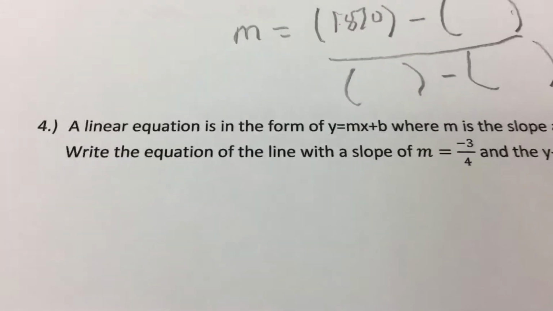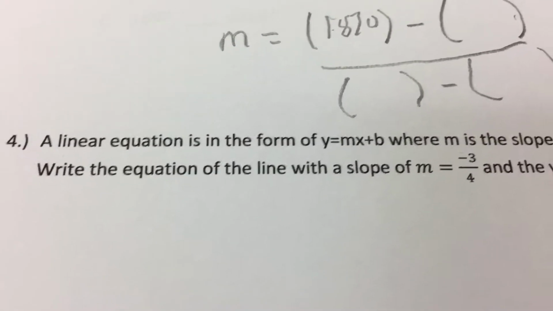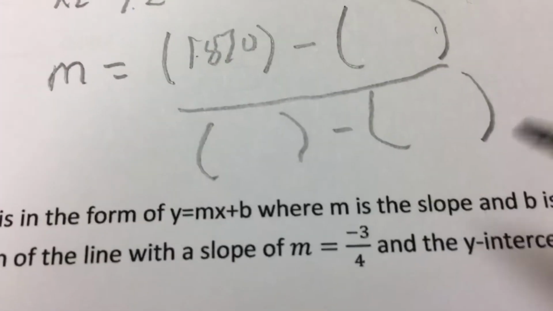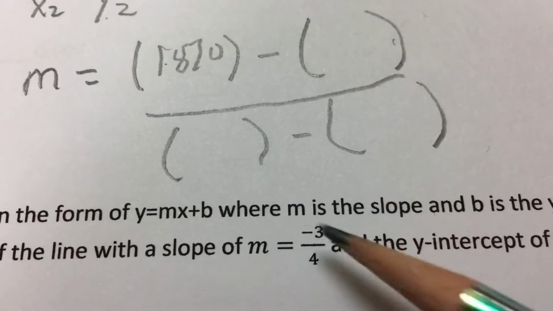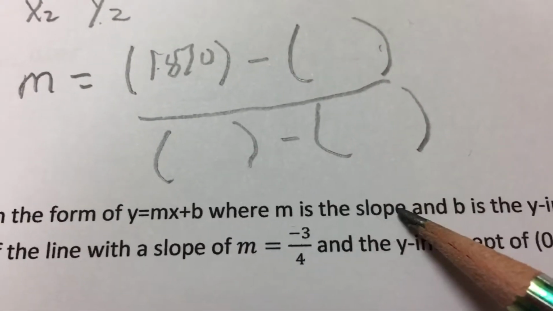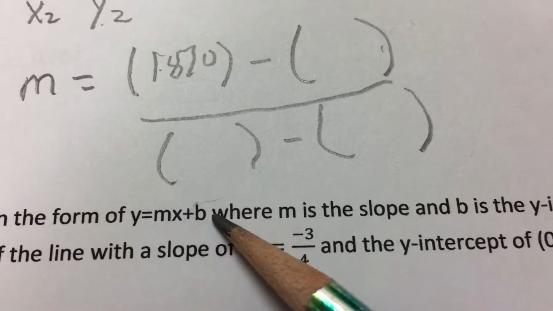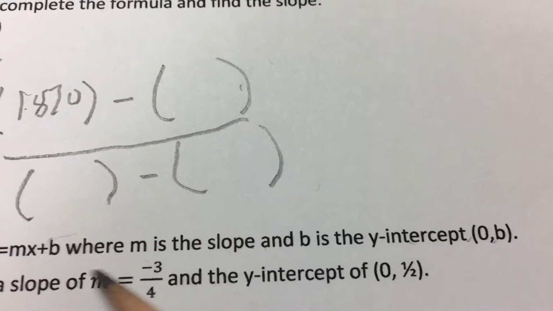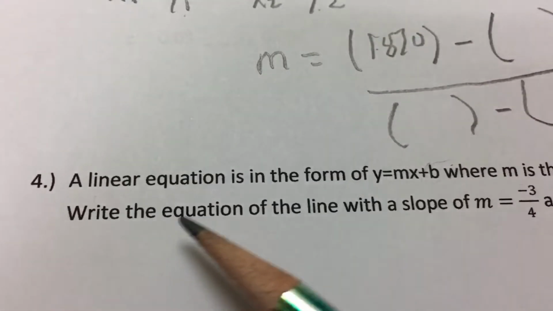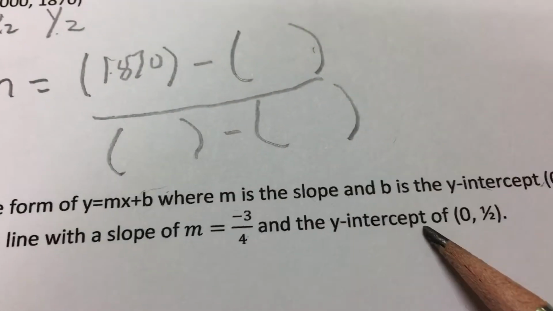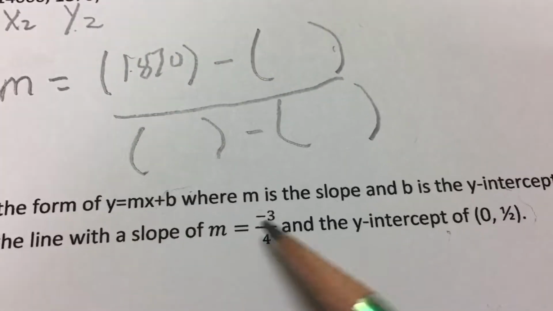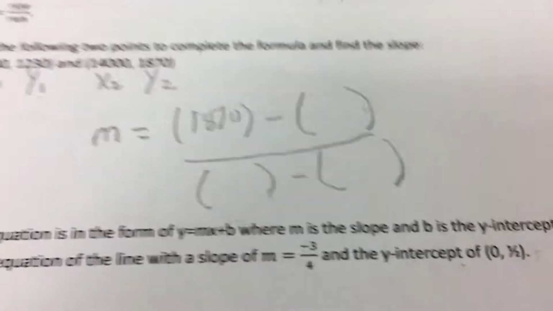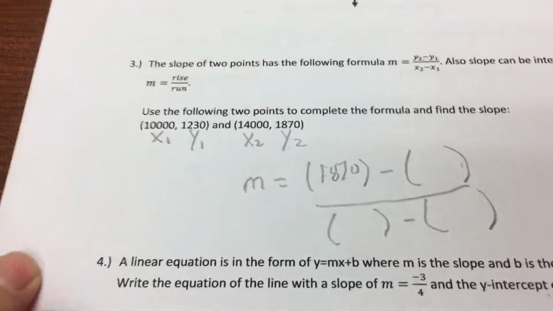Okay, notice number 4. Number 4 says a linear equation is in the form of y equals mx plus b. Now notice, whatever number's in front of x, that's called your slope. That's that letter M. M is the slope. Whatever the number is on the end, that's your y-intercept. We always write that as 0, comma, whatever that number is on the end. So it says write the equation of the line with the slope of this and the y-intercept of this. They want you to plug this in for M and this number in for B, and just write the equation. That's it.